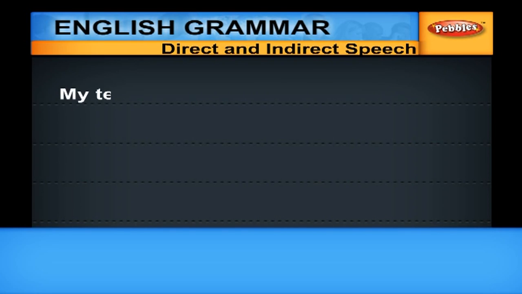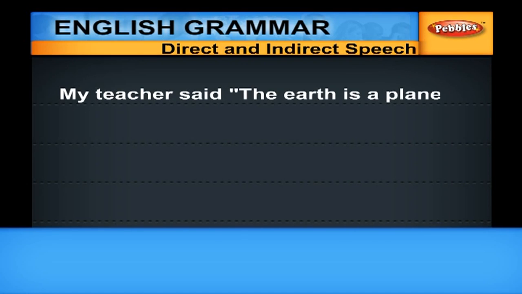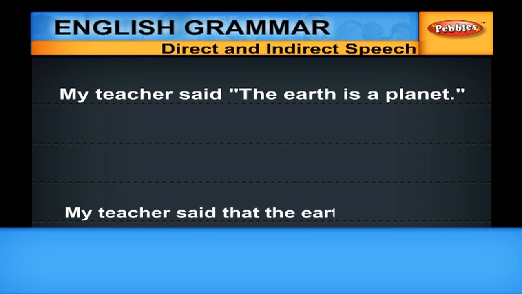My teacher said, "The earth is a planet." My teacher said that the Earth is a planet. We don't say the Earth was a planet because it is a universal truth. I said that when you use simple past, it has to be converted into past perfect, but quite often in conversation that is not being followed.